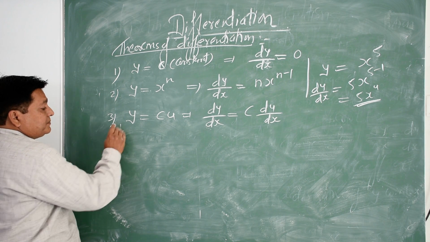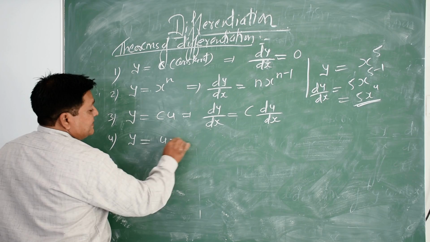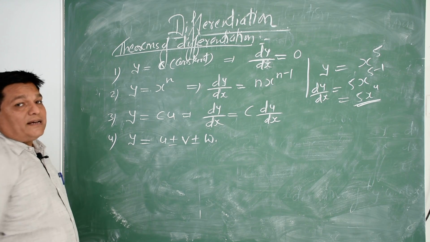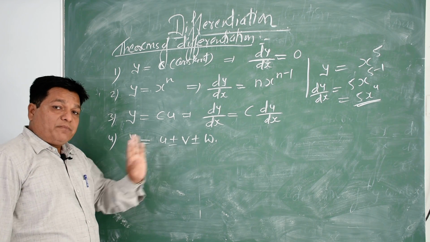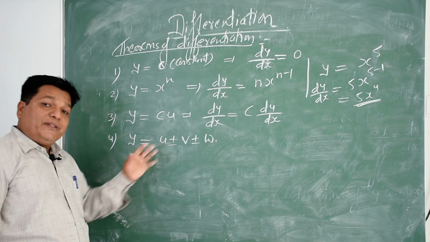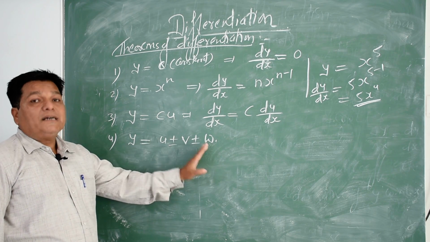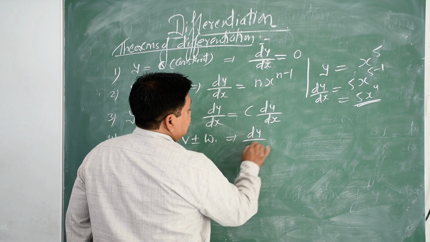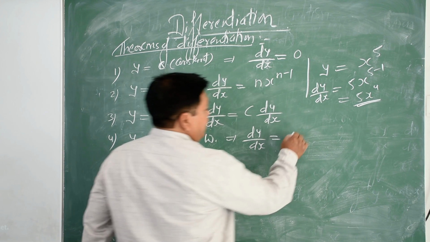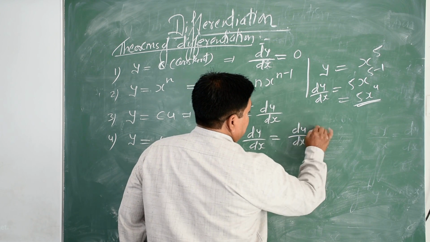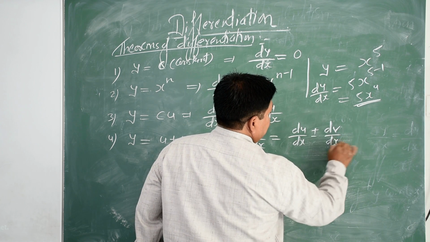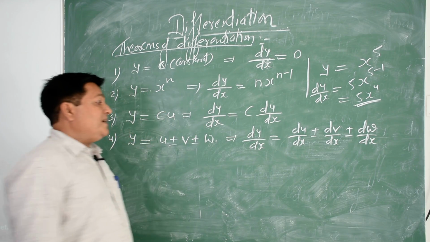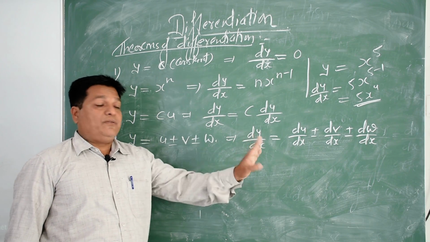Fourth theorem: if y is plus or minus u, v is plus or minus w, like this, two or three terms are there and in between there may be addition or subtraction, and you are asked to differentiate them with respect to x. U, v, w are the functions of x. How do we write that? Then it will become dy by dx is equal to du by dx plus or minus dv by dx plus or minus dw by dx. In this way we can differentiate each term u, v and w with respect to x and we can get the values of it.